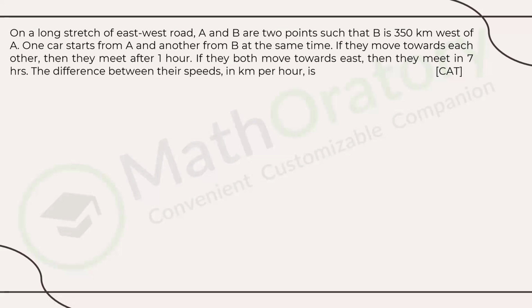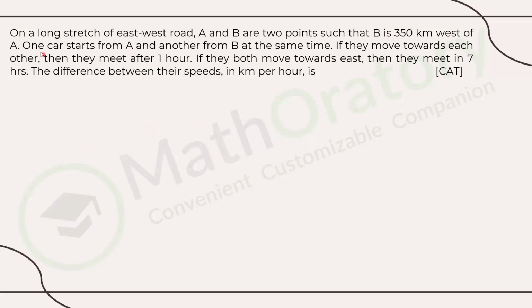We have a very simple problem. I literally laughed when I looked at it because one of the data is redundant. Let's read it first. We have a long stretch of east-west road. A and B are 2 points such that B is 350 kilometers west of A. We can consider west as leftwards, so we can take B here and A here.